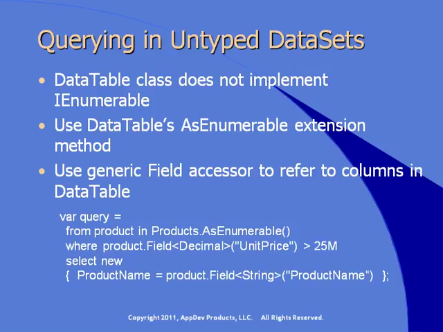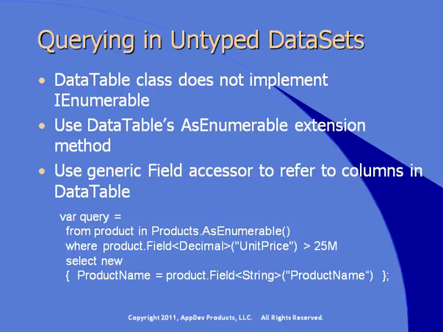So my query is from product in products.AsEnumerable. I can't say from product in products. I have to say from product in products.AsEnumerable. And then in the where, product.Field, then in brackets decimal, because unit price is a decimal type, and then in parentheses and quotes, the column UnitPrice greater than 25, select new, and then again to refer to the product name, product.Field of string, and then in parentheses and quotes, ProductName.